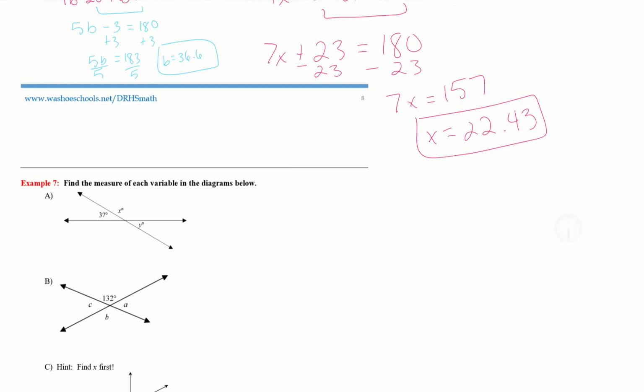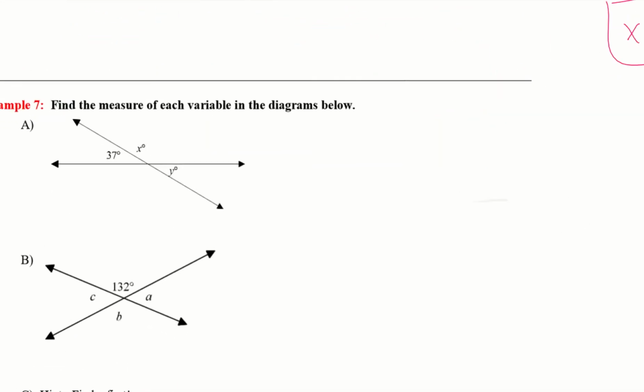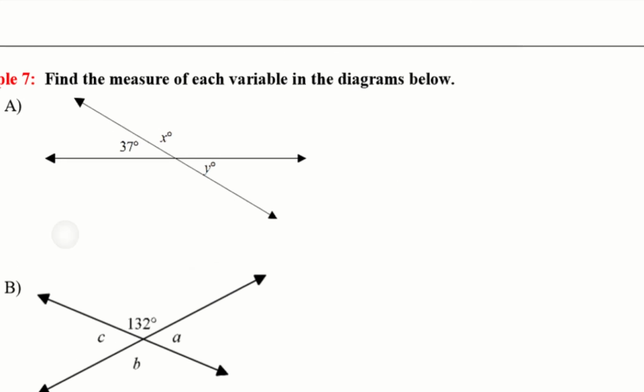Alright, and example 7. For this one, we just want to go through and find the variables for each one. So this is a combination of linear pairs and vertical angles. The first thing I usually look for is vertical angles because those are the easiest. They're going to be the exact same on both sides. So y equals 37 because they're vertical angles from here to here.